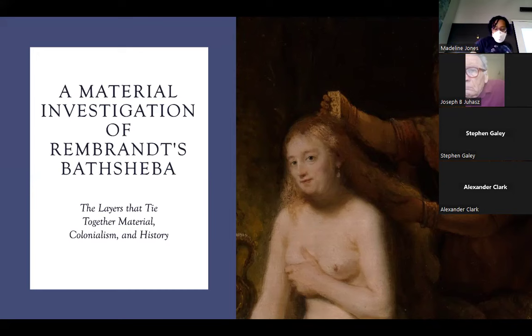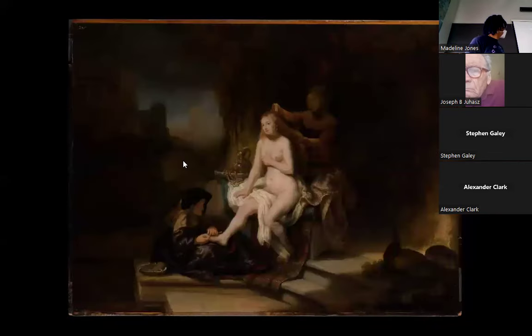So this is the painting. It's The Toilet of Bathsheba by Rembrandt van Rijn. And I have more screenshots of closer up. This painting's rather small. I think it's probably no larger than 2 feet on all sides, even smaller than that. I have the dimensions listed.